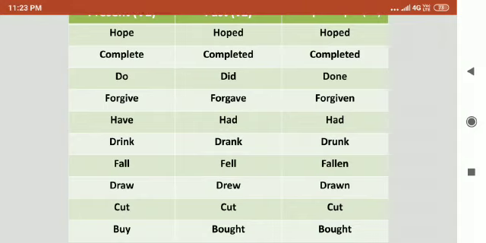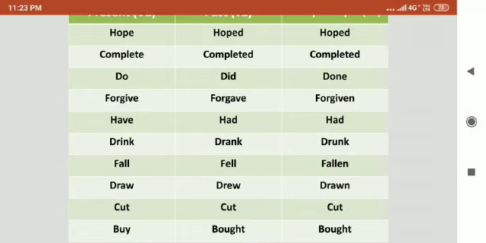Cut, cut, cut. And sometimes some of the verbs remain the same in present, in past, as well as past participle, just like the word cut here. Okay? And the last one we have is buy, bought, and bought. So we have learned about these forms of verbs, and we will be using this in the next lesson or class when we do the tenses.